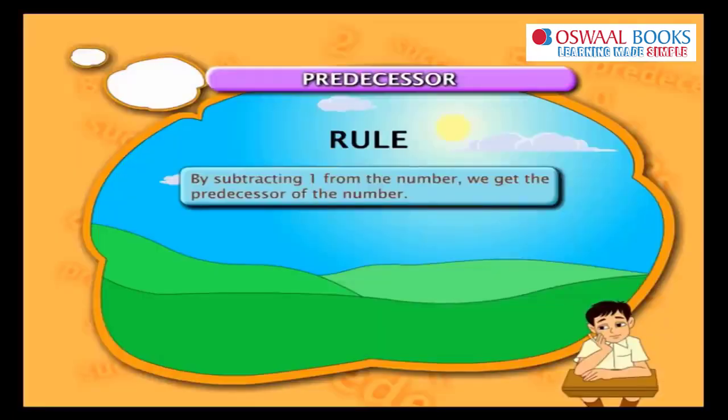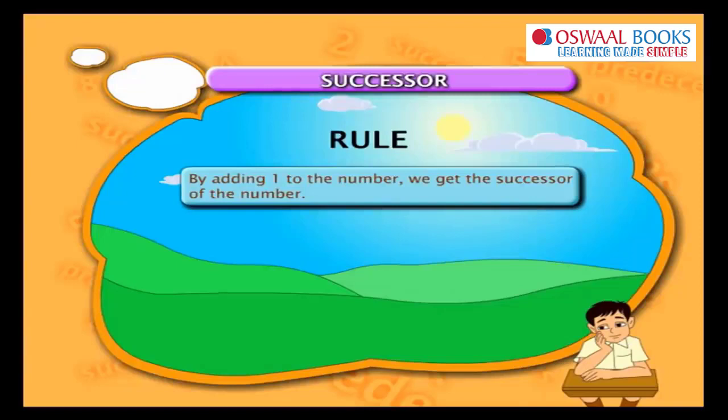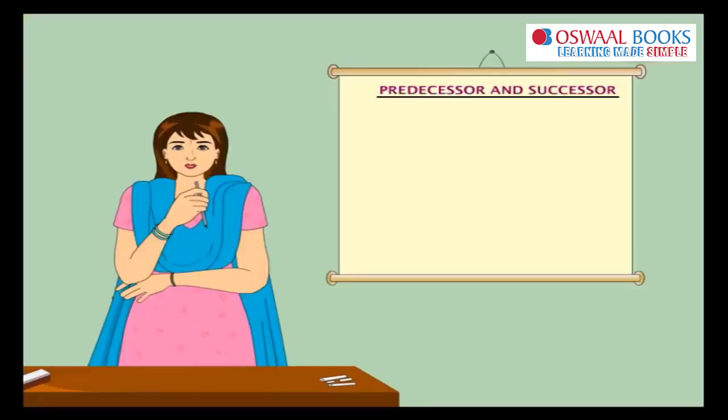Predecessor. Let us see the rule for predecessor. By subtracting 1 from the number, we get the predecessor of the number. That is, 8 minus 1 is equal to 7. 7 is the predecessor of 8. Successor. Let us see the rule for successor. By adding 1 to the number, we get the successor of the number. That is, 4 plus 1 is equal to 5. 5 is the successor of 4. Thus, we find the predecessor and successor for the numbers.